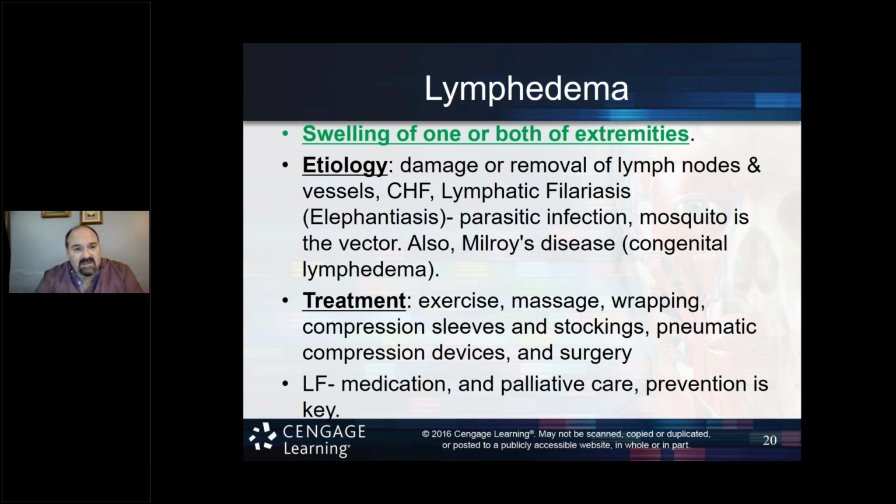So lymphedema. Here we're having issues in the extremities, whether the upper or lower extremities, right? There are issues with damage or removal of lymph nodes and vessels. That's what I mentioned to you regarding my mother and her right upper extremity, as those nodes and vessels were removed due to cancer cells spreading, metastasizing from the breast. Congestive heart failure, lymphatic filariasis, that's that elephantiasis disease, right? You see there, parasitic infection, mosquito is the vector, like I said, and Milroy's disease, which is a congenital lymphedema.